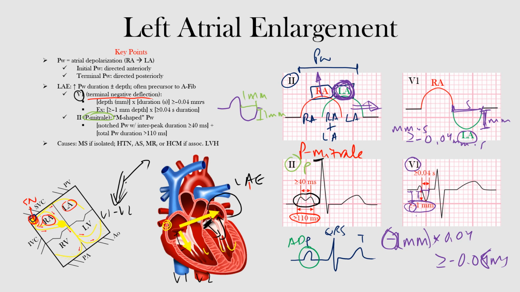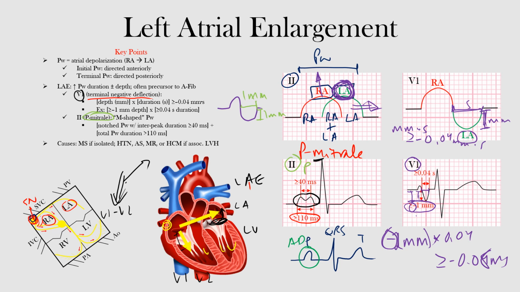Hypertrophic cardiomyopathy, where we can have the septum hypertrophy and cause obstruction of blood, again can cause a backup of blood flow into the left atrium. Mitral stenosis, remember the mitral valve is between the left atrium and the left ventricle. So if this valve becomes stenosed, we can have a backup of blood. And that's one of the most common causes, especially if it's isolated on the EKG.